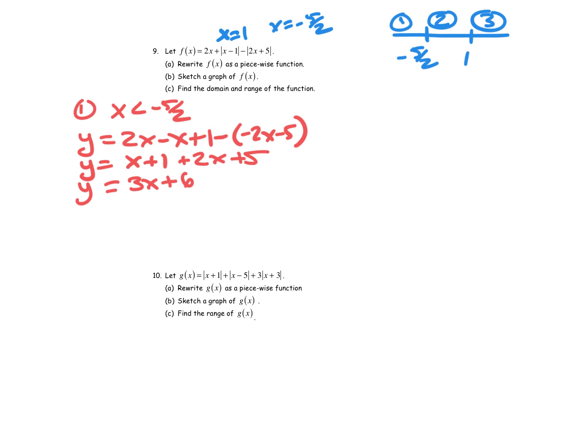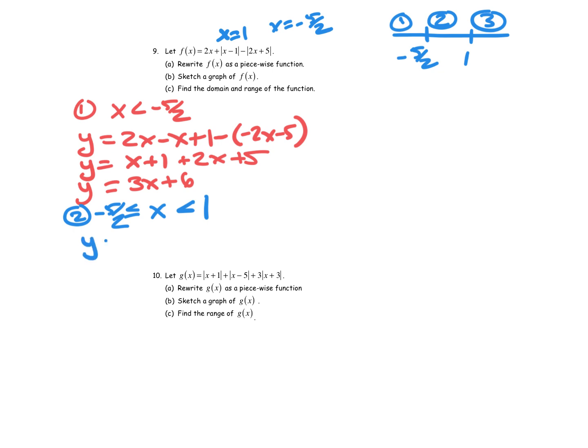Okay, let's do piece 2. I didn't include equality for -5/2, so let's include it here. So x greater than or equal to -5/2, and then I'll do less than 1. And okay, so think of a value that we're going to plug in for x in the absolute values. That's easy in this interval, and I would say 0. So that's what we're going to keep in mind.